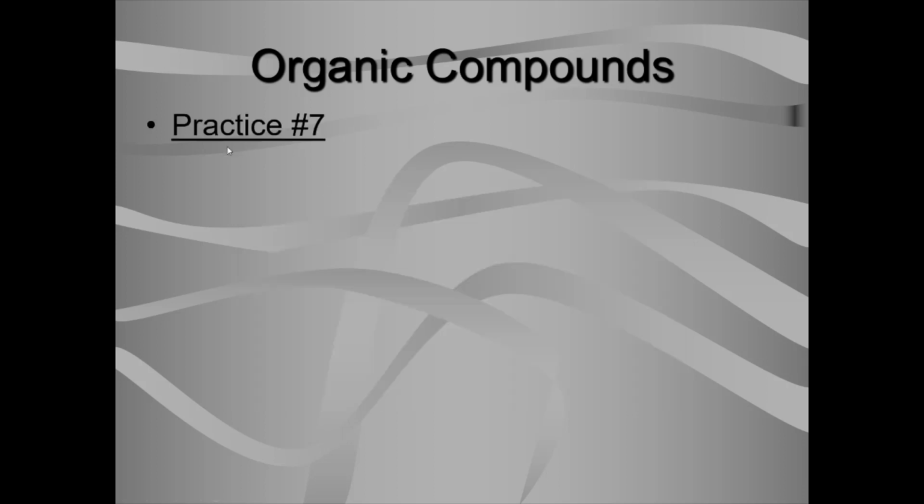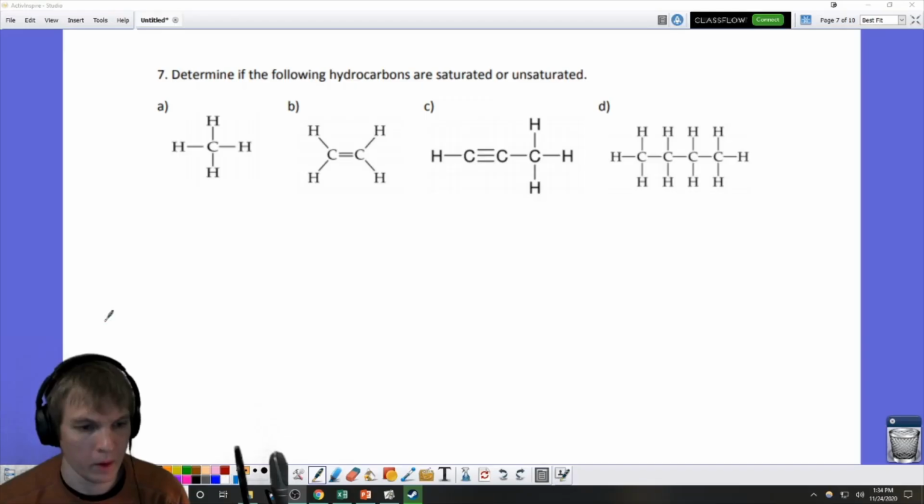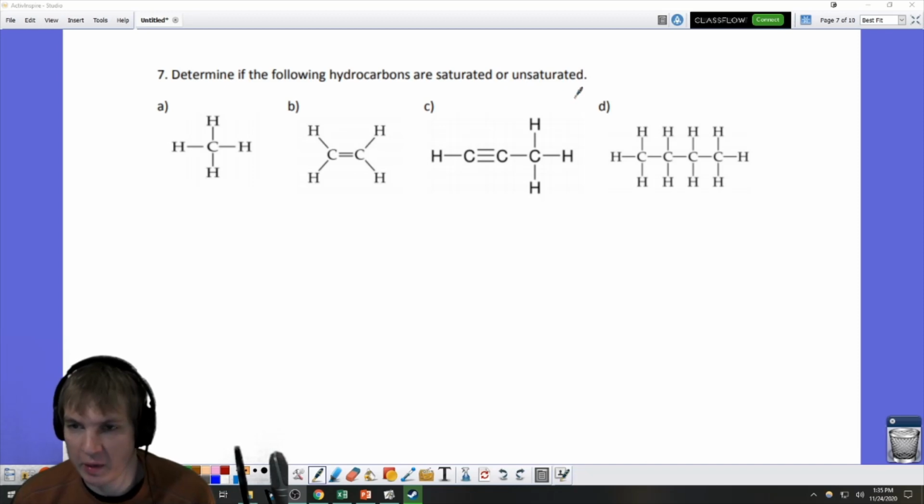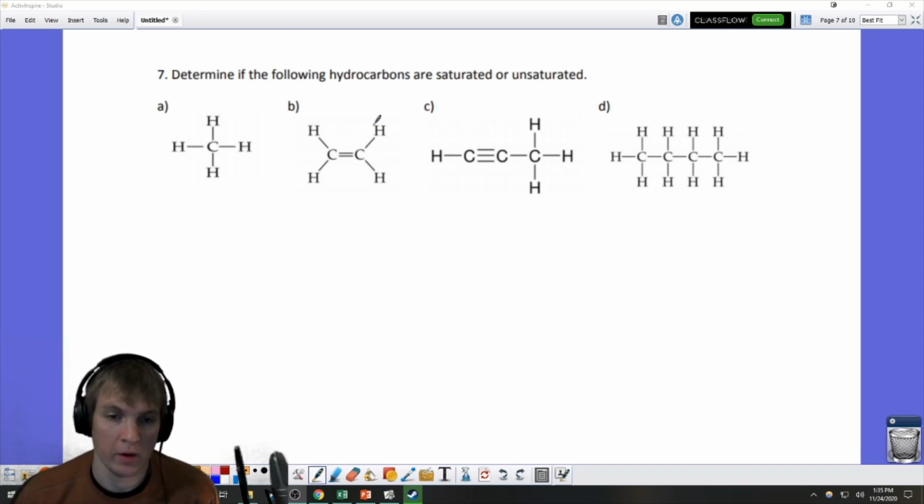So let's go ahead and try to practice this one more time in practice problem number 7. Okay, so practice problem number 7 is actually really easy. All we're doing is taking a look at these 4 molecules and determining whether they are going to be saturated or unsaturated. All right, so go ahead, pause the video and try this on your own. It should only take you about a minute, but we're going to go ahead and jump into it right now.